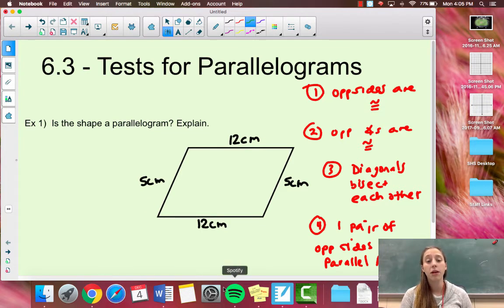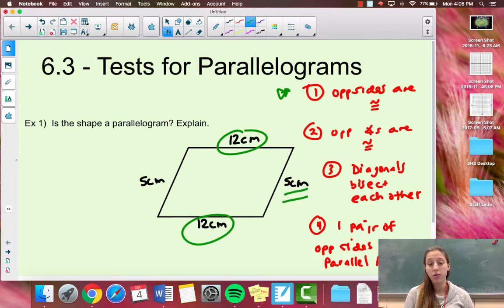So if we look at this shape here, what's the only thing we know? Well, we don't know anything about diagonals, we don't know anything about angles, we have nothing marked parallel, so we can't use those. So we have to look at the first rule. The first rule says opposite sides are congruent. So we need to look, are the opposite sides congruent? Yes, they are. Here's a pair, they're the same. And here's a pair that are the same. So is this a parallelogram? Yes. And then your explanation would be that the opposite sides are congruent.